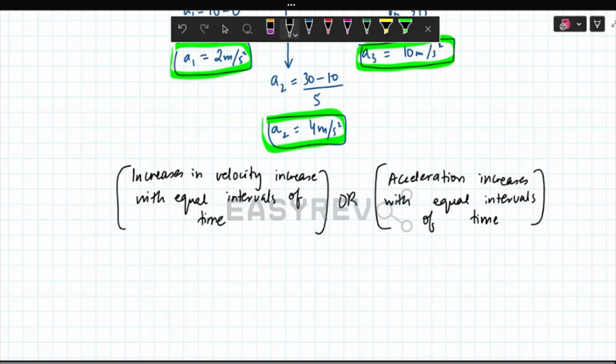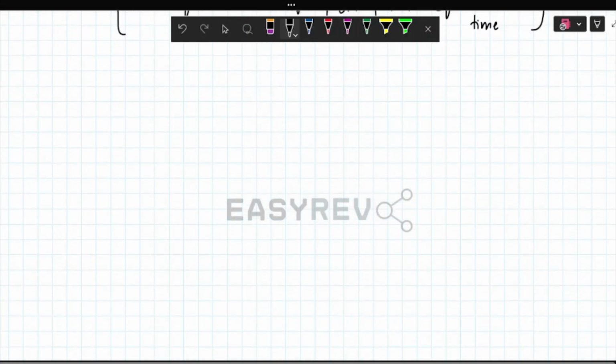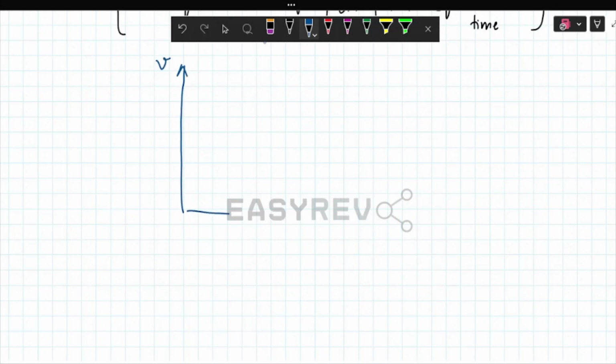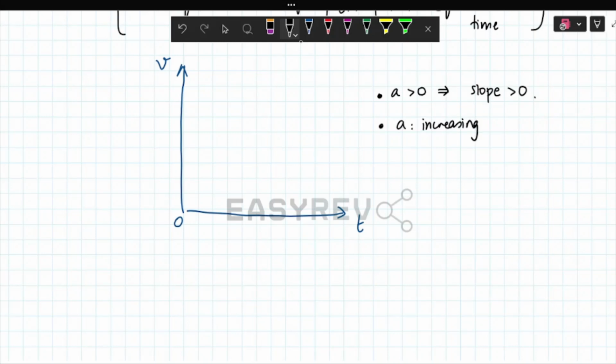Right? Now let's see what the graph of an object moving with increasing acceleration will look like. Specifically, the velocity time graph. Velocity on the y-axis, time on the x-axis. You have 0 here. Now, throughout we do expect the gradient to stay positive, as we saw in our physical example before. So we expect the slope that we draw to also be positive throughout. But the acceleration is not constant anymore, but rather is increasing, meaning whatever graph line we draw must have a slope such that it is increasing.